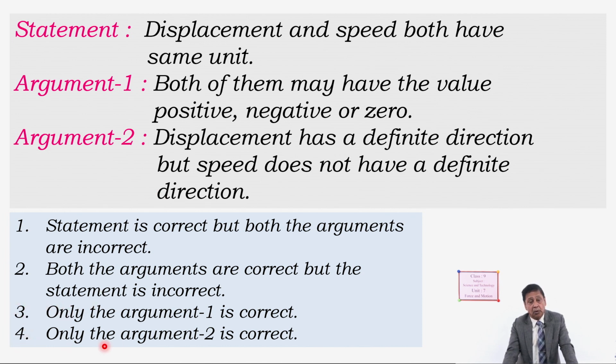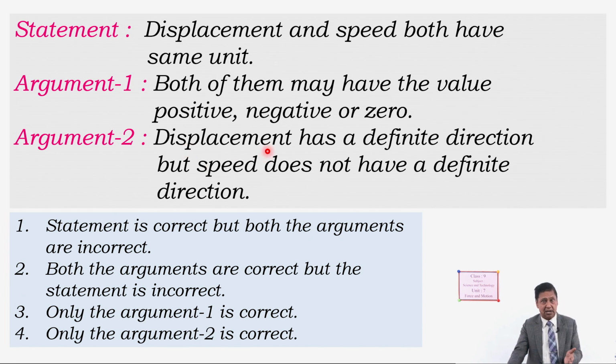Now number 4, only argument 2 is correct. We haven't seen argument 2. Look at this argument 2. Displacement has a definite direction but speed doesn't have a definite direction. Yes, this is true because displacement is a vector quantity.